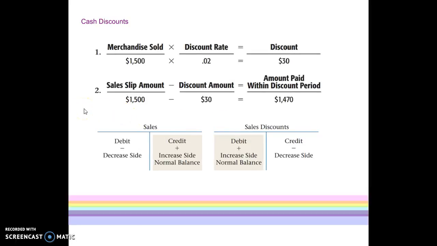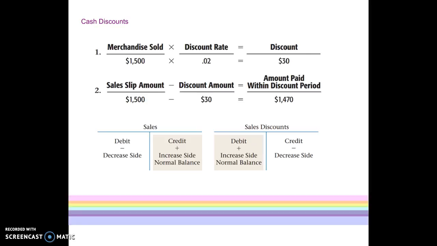When it comes to cash discounts, we have two possible scenarios. Let's take a look at scenario one. Merchandise sold is $1,500. There's a discount rate of 2%, so the customer could receive a $30 discount. Number two, the sales slip amount could be $1,500. With a discount of $30, the amount the customer has to pay is $1,470.